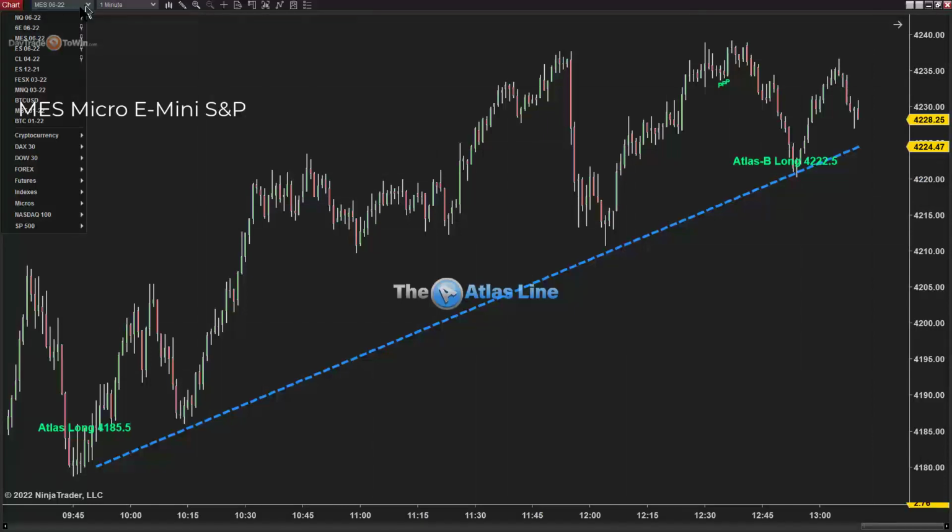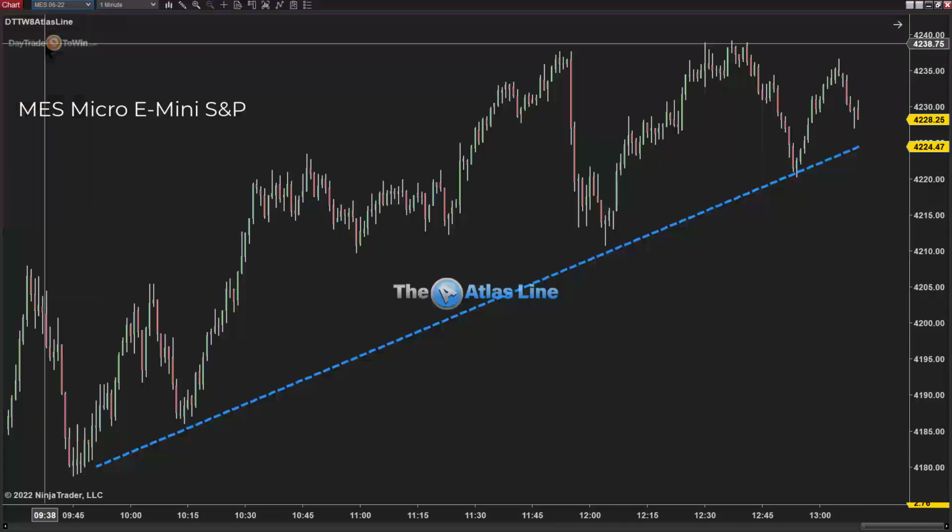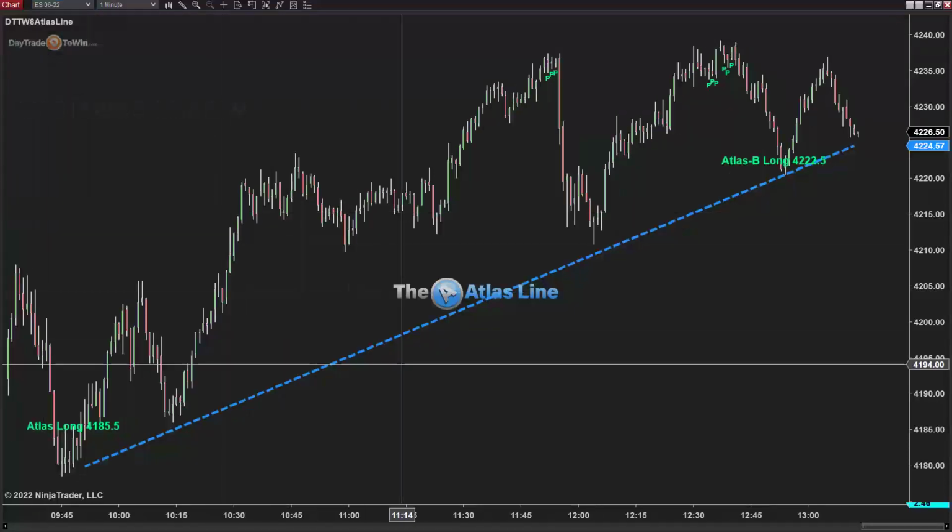Let's take a look at the E-mini. Remember, the micro E-mini is a great way to start your trading journey because it's 1/10 the size of the E-mini S&P. And that way, as you're learning and starting to understand how trading works, there's not a lot of money that you could lose because you're trading the micro E-mini S&P. It's a great way to start.